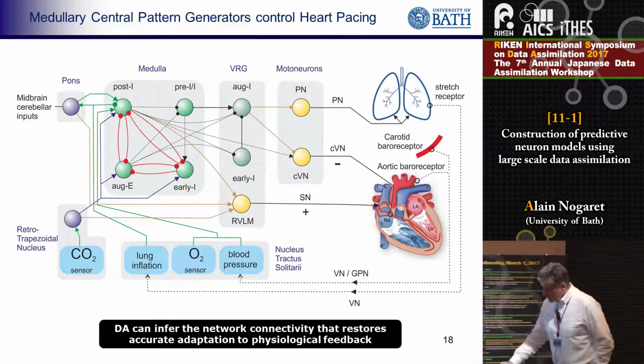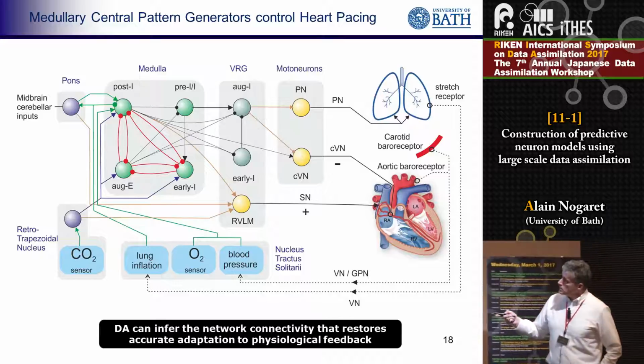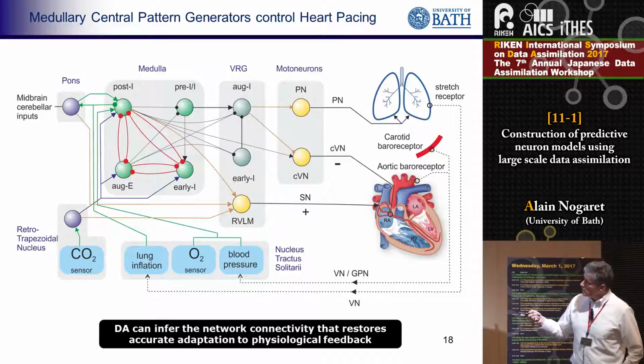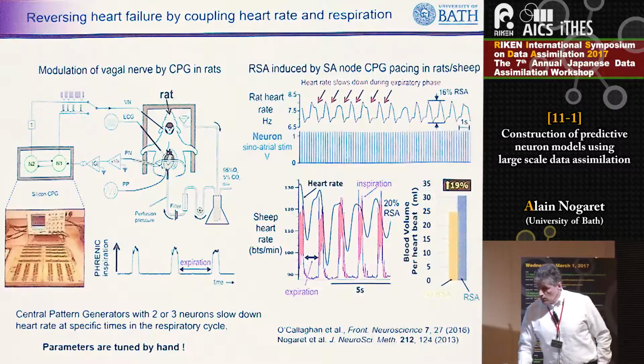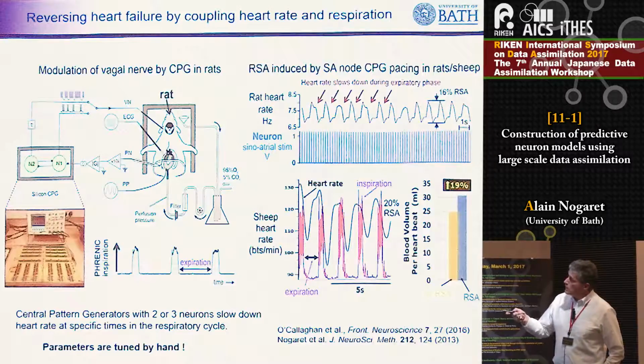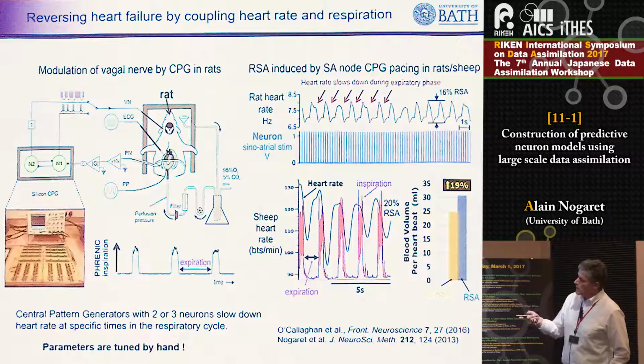I would like to show maybe some data that we got. We looked at this closed loop whereby lung inflation stimulates the CPG, which then feeds back into the heart. This is the feedback loop here. I'll go quickly. We use some hardware models. It's a 2-neuron network here to stimulate the vagus nerve, and a 3-neuron network like in the above diagram to stimulate the sinoatrial node. And you can see we can control the heart rate in phase with respiration. You can control the amplitude, and also control the phase.